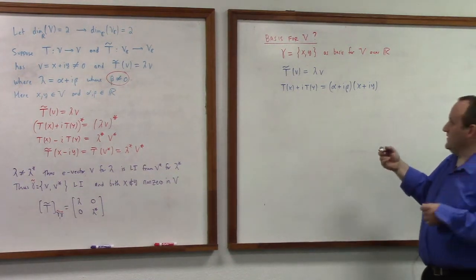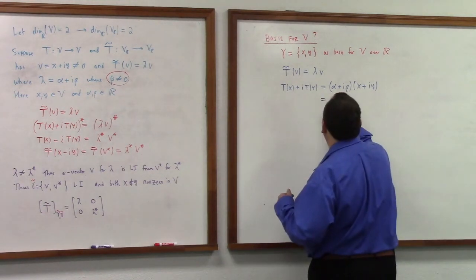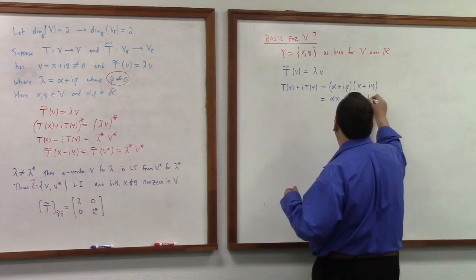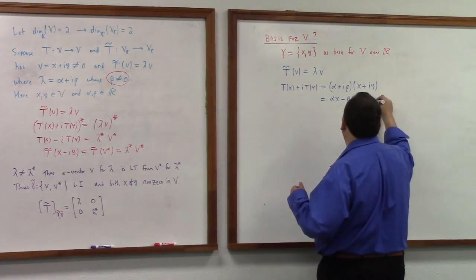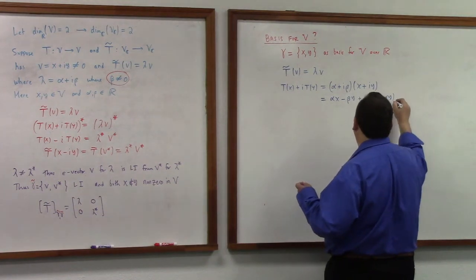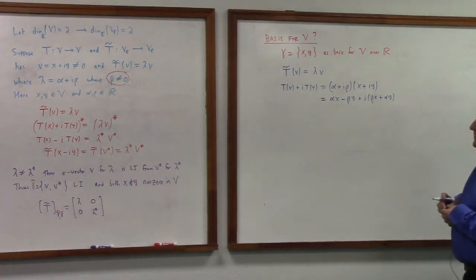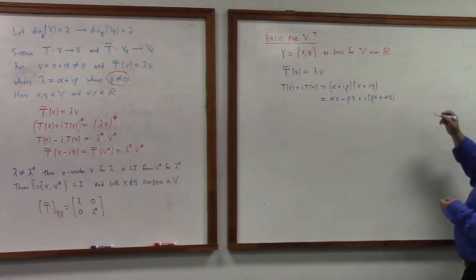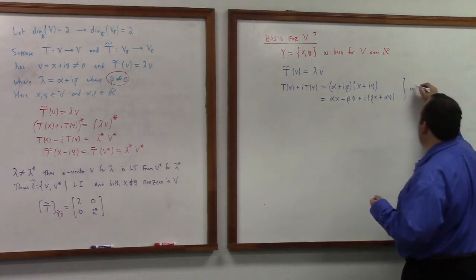Multiply that out. What does it give you? It gives you alpha x minus beta y plus i times beta x plus alpha y. Now this equation is in the complexification, right? Yeah. This is all happening in the complexification.